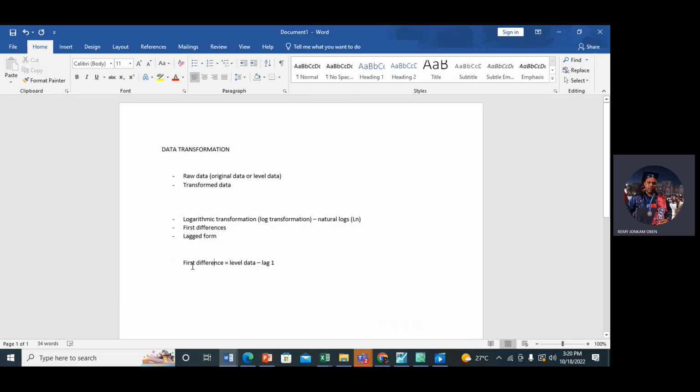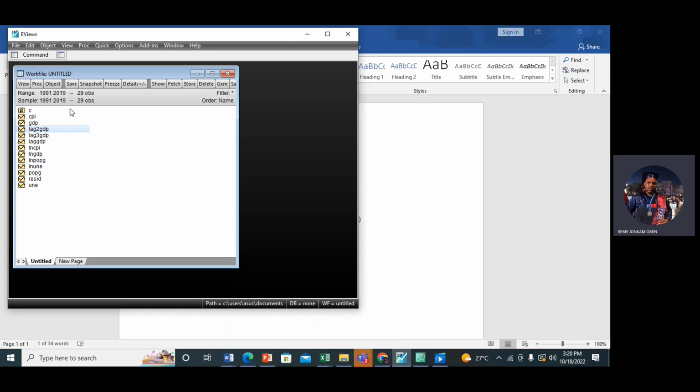But this is if you want to do it manually. If you want to do it on EViews, it's very fast. You don't need to follow all these steps. You don't need to get lag 1 first, and then subtract lag 1 from level data to get first difference. On EViews, you just use the command. But I'm just showing you the formula so you should know what first difference is. I've told you what lag 1 is, like previous period, 1 period. I've told you what level data is. So first difference is like taking level data minus lag 1. You should know that. But on EViews, we can do it very fast using the command.